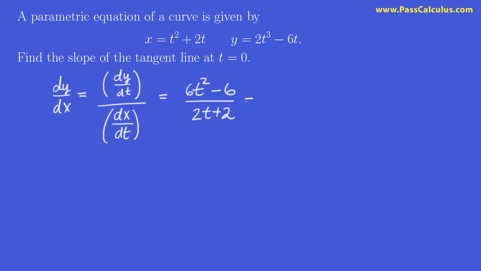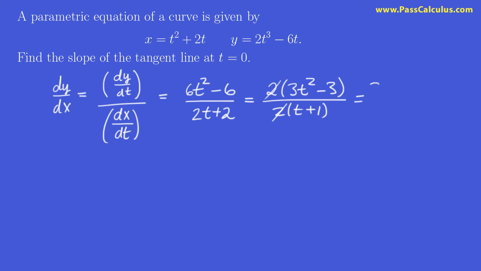Even though it's not necessary, it would be nice if you'd notice that there's a 2 common everywhere here, so we can factor off a 2. One way to do that, maybe if you're not comfortable, is let's factor a 2 from the top. So we get 3t squared minus 3. And we'll factor a 2 from the bottom. We'll get t plus 1. And then these 2's go away, right?